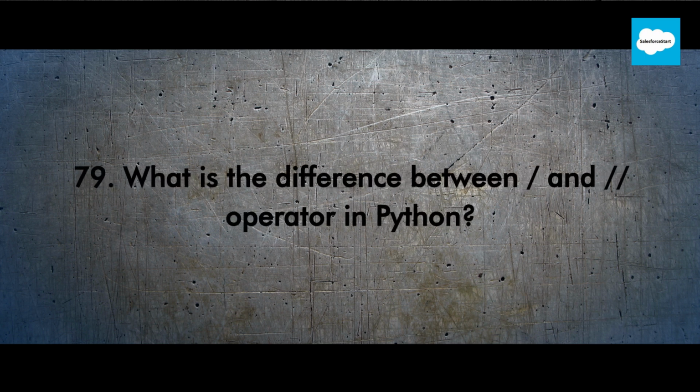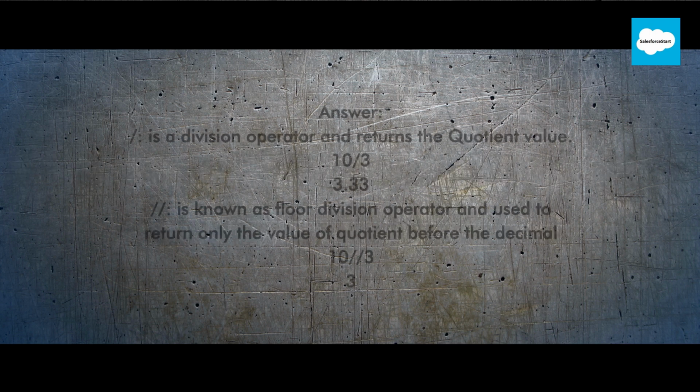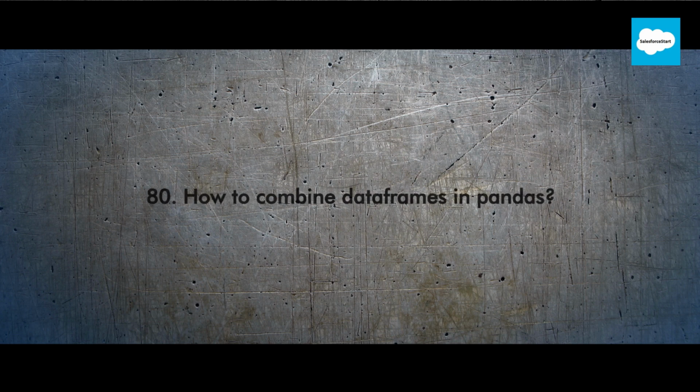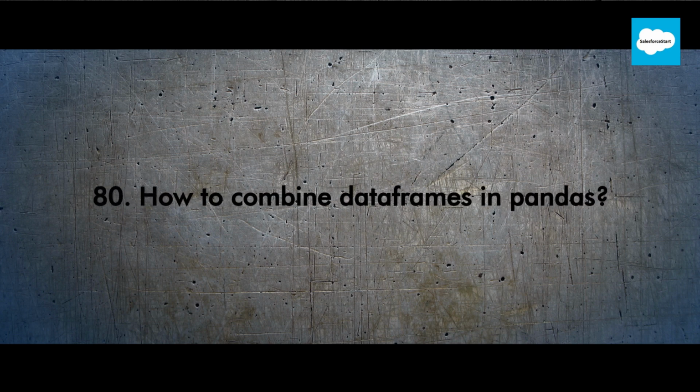79. What is the difference between the / and // operators in Python? Answer. / is a division operator and returns the quotient value. 10/3 = 3.33. // is known as the floor division operator and is used to return only the value of the quotient before the decimal, 10//3 = 3.